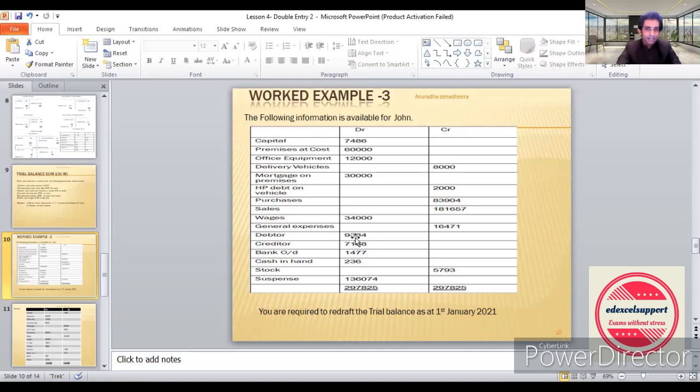Debtor, asset or trade receivable, debit. Creditor is a liability, trade payable, is credit. Bank OD is a liability, it should be credit. Cash in hand is an asset, debit. Stock is an asset, debit. And the suspense account won't come, because the suspense account was created here because there was an error. That's why they did it, only to balance. Now, since all the entries were recorded on the correct side, there are no errors, so we'll see the answer.